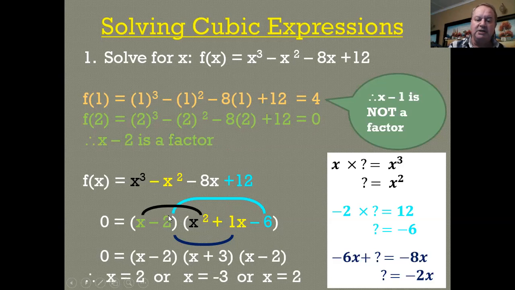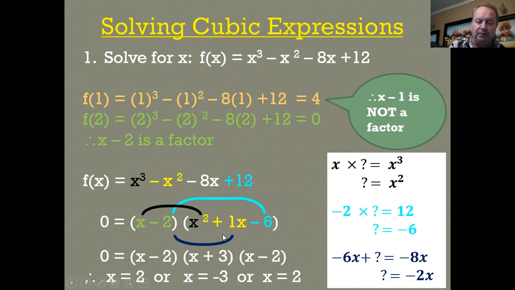Then I say last times what will give me last. -2 times what will give me 12? Divide 12 by -2, so that is equal to -6. -2 times -6 gives me 12. So my last term is -6. First times first gives me first, last times last gives me last.